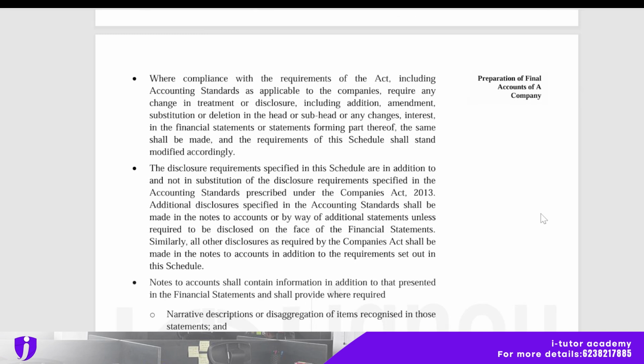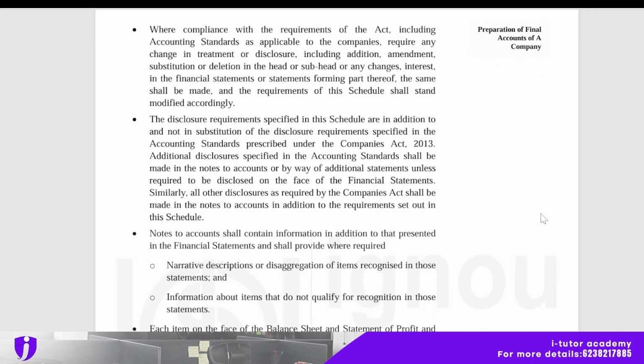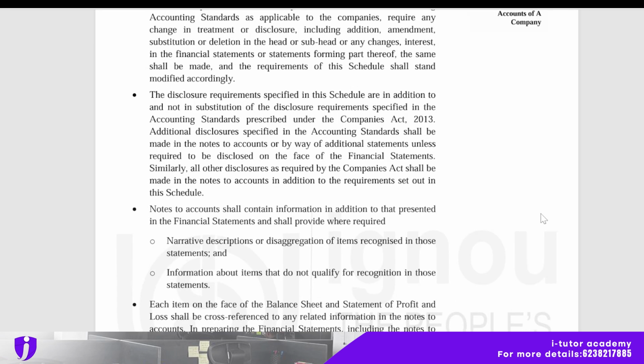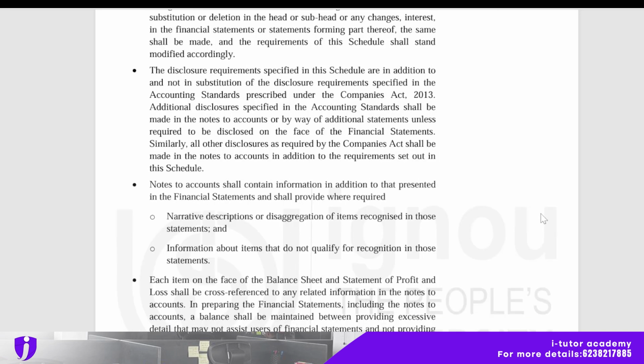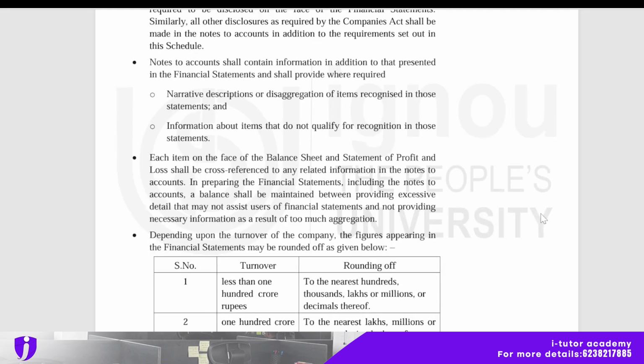These disclosure requirements specified in this schedule are in addition to, and not in substitution of, the disclosure requirements specified in the accounting standards prescribed under the Companies Act 2013. And notes to accounts shall contain information in addition to that presented in the financial statements and shall provide where required. And under this there are 2 points also.